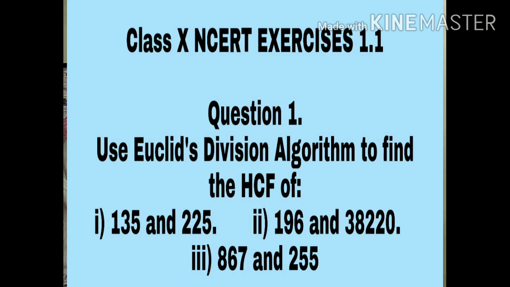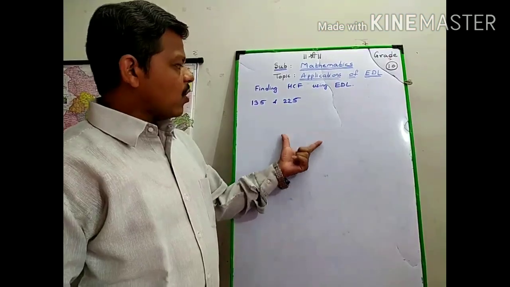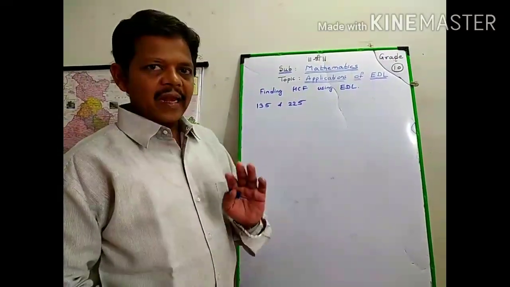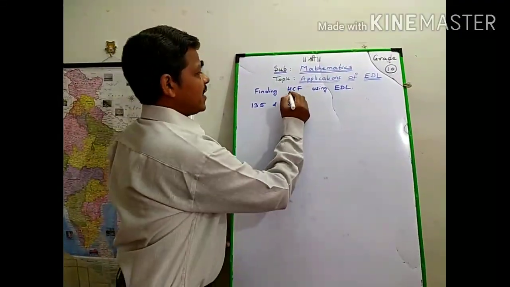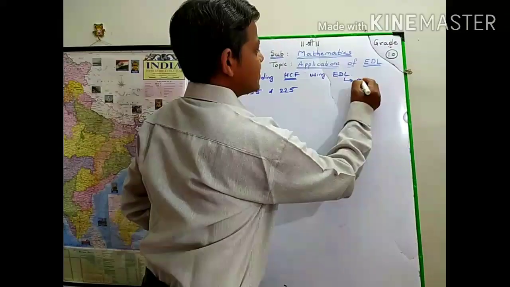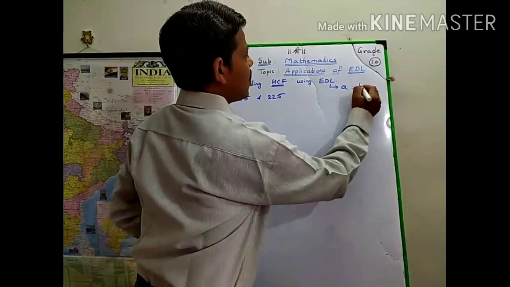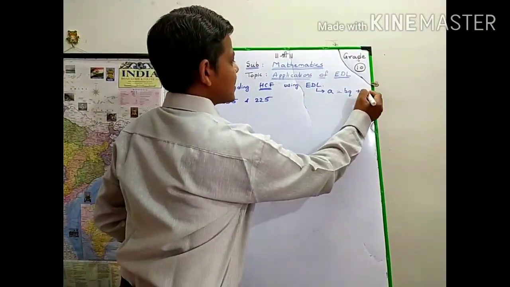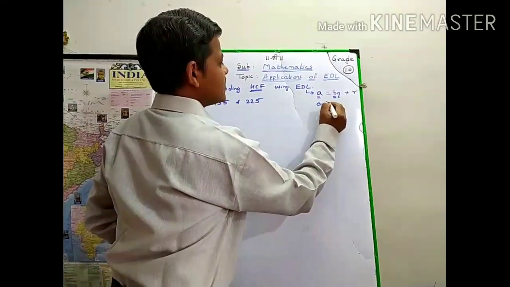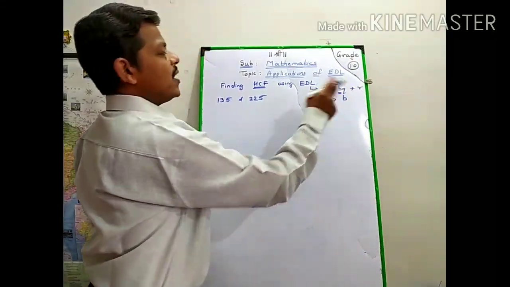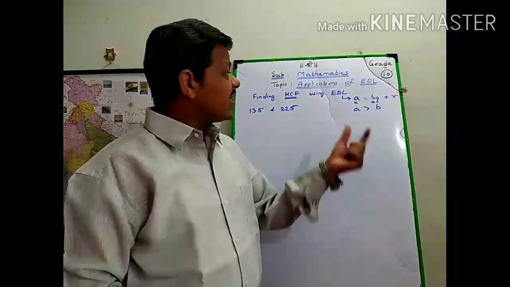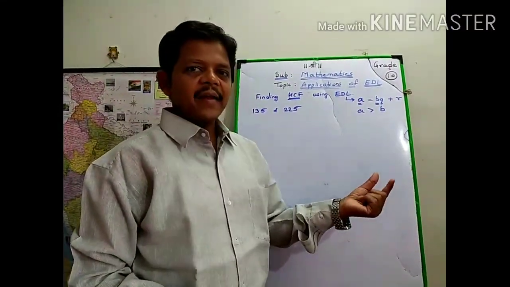Now, as we had seen yesterday, we go on long dividing and expressing these two numbers. Now, whenever you have to find the HCF, we know that EDL, what does the EDL state? EDL states A is equal to BQ plus R, where A and B are the two integers, A is greater than B, the two integers whose HCF is to be found out, or the two integers to whom the division is to be applied, correct?